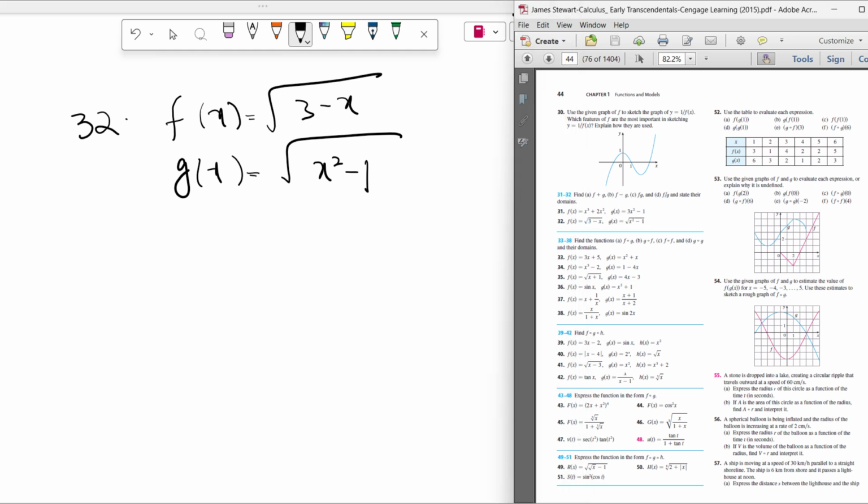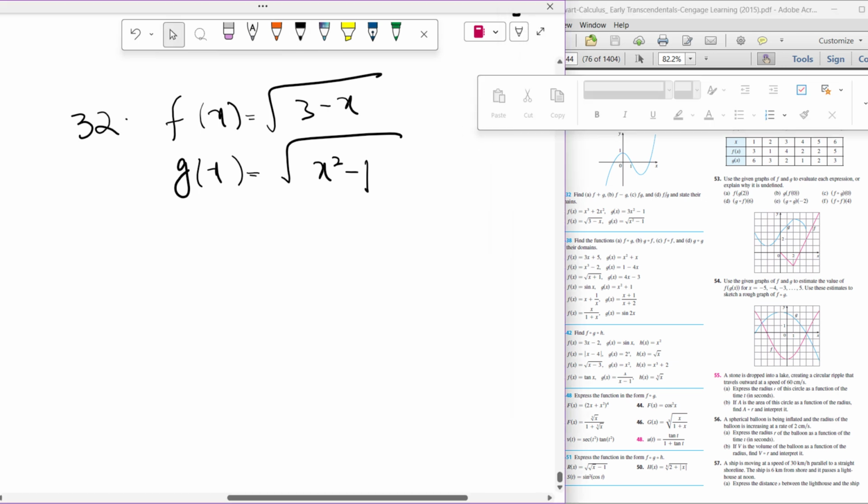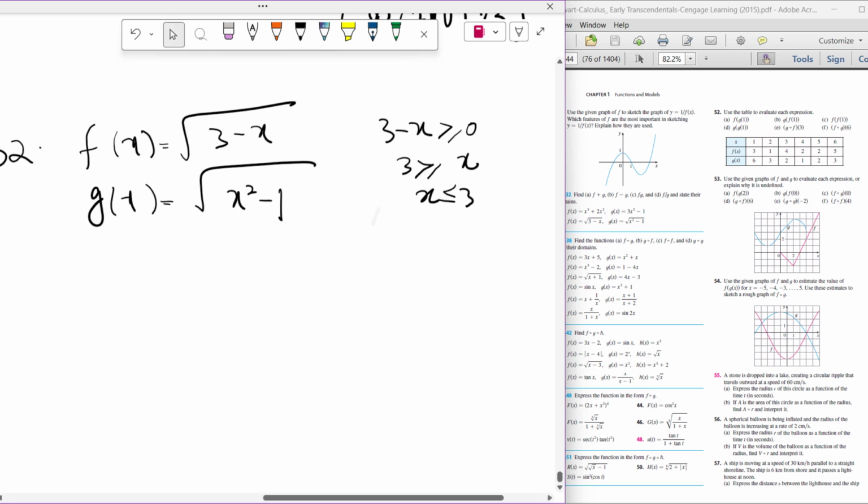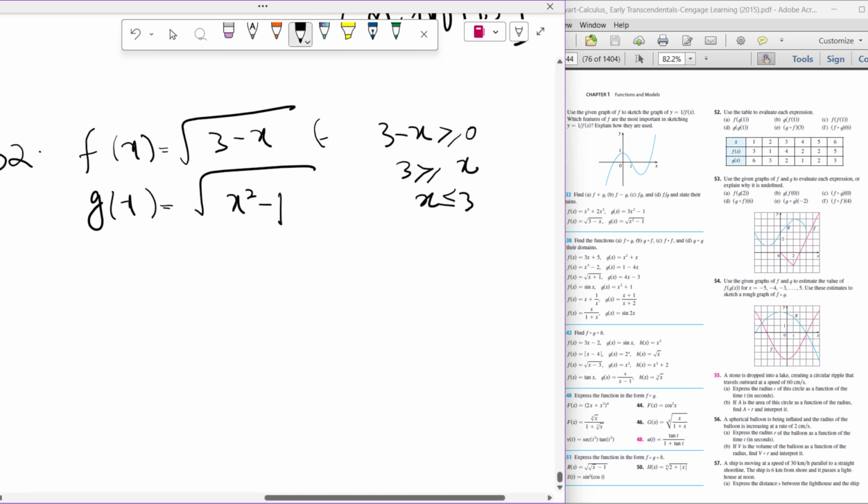and f by g. So if we calculate the individual domain, we know that 3 minus x should be greater than or equal to 0. So correspondingly, 3 should be greater than or equal to x. So x should be less than or equal to 3. Similarly, I can write the domain of this as minus infinity up to 3.